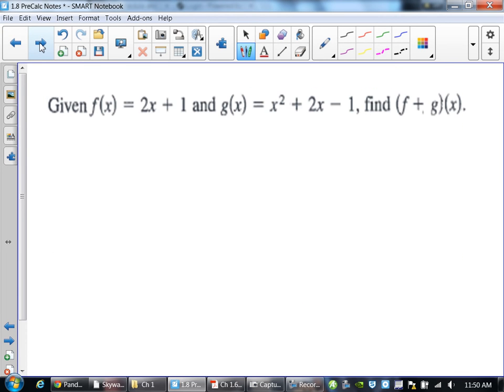All right, so let's just do an example. We have f of x is 2x plus 1, g of x is x squared plus 2x minus 1, and I want to find what is f plus g of x. This is how it's going to be written in the book, as opposed to what I showed you 5 minutes ago. So remember, when you see that, that just means what? f of x plus g of x. That's it.